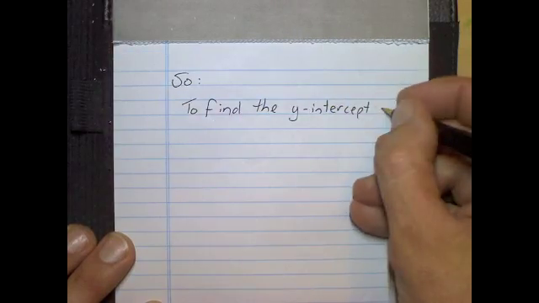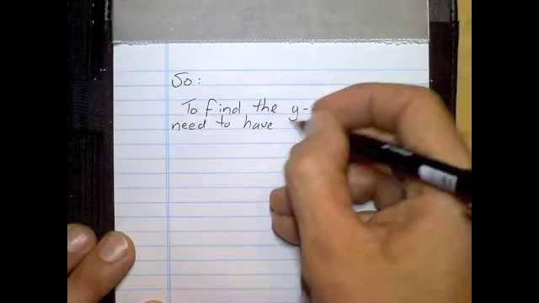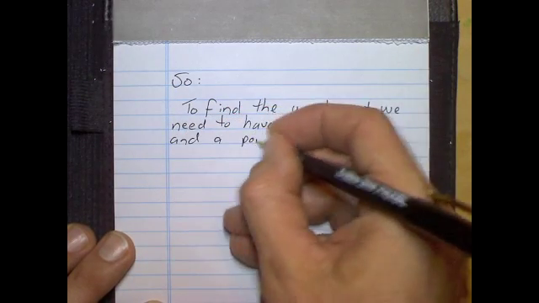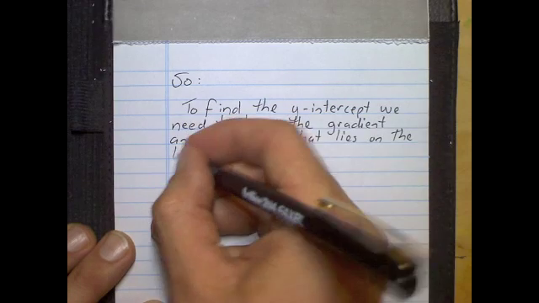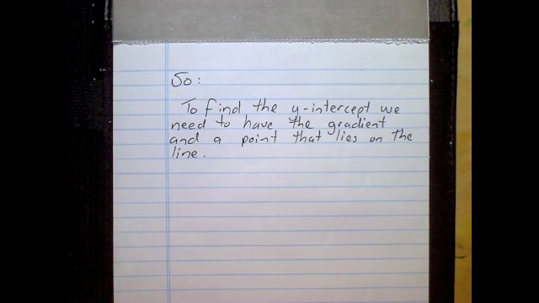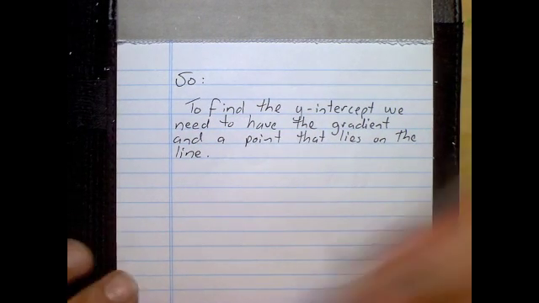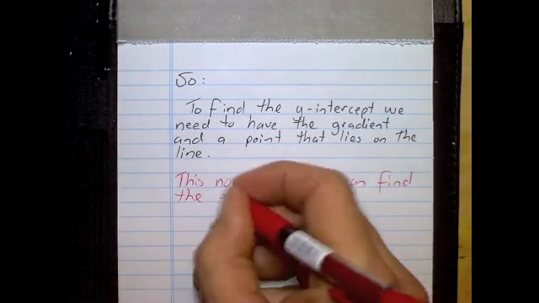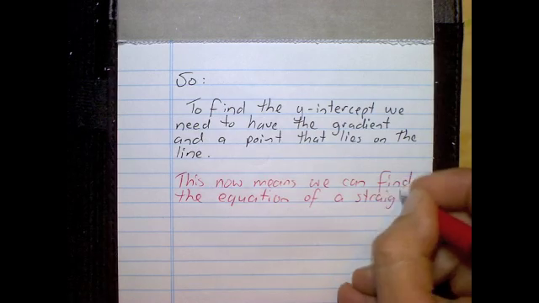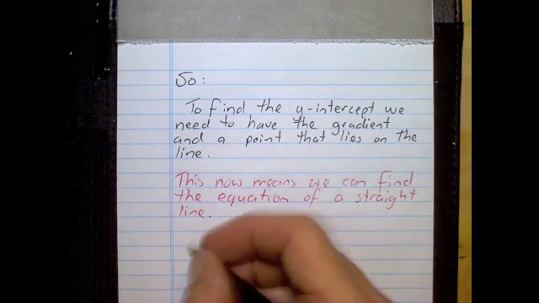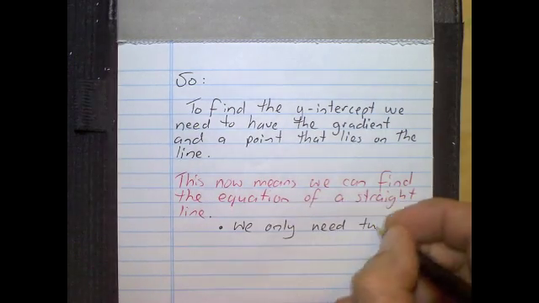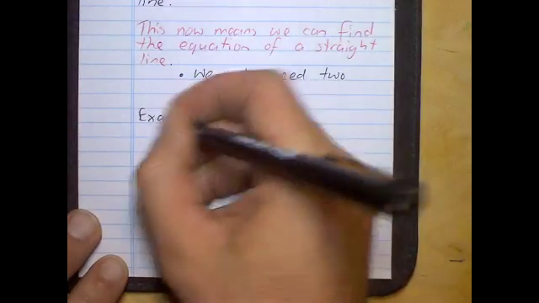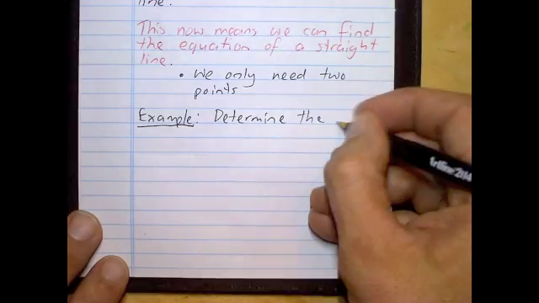Okay, how does this help us? To find the y-intercept, we need to be given the gradient and also a point that lies on that line. That enables us to find the y-intercept, which also enables us to find the equation of a line. In order to find the equation of any line, all we really need is 2 points. Once we have those 2 points, we can find the gradient and then we can find the y-intercept. So let's look at an example.